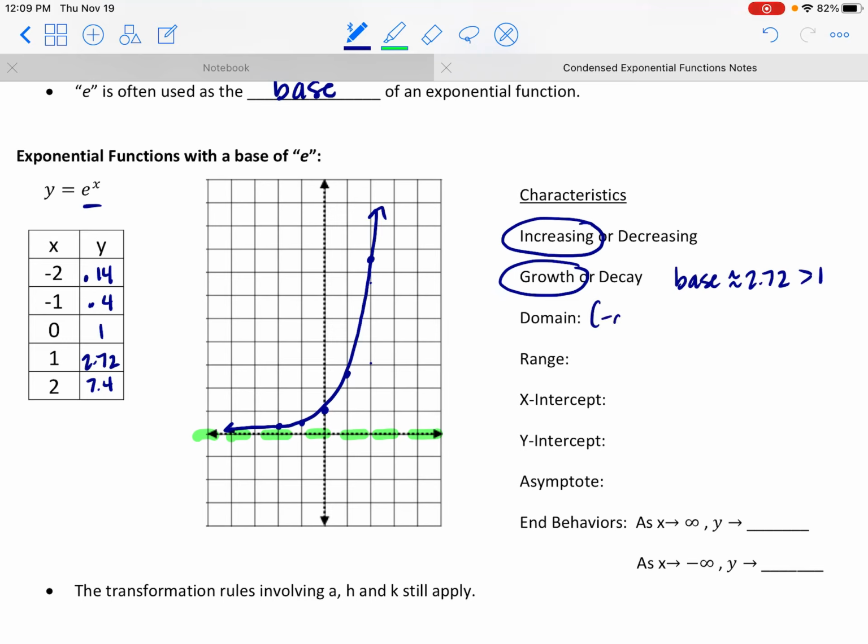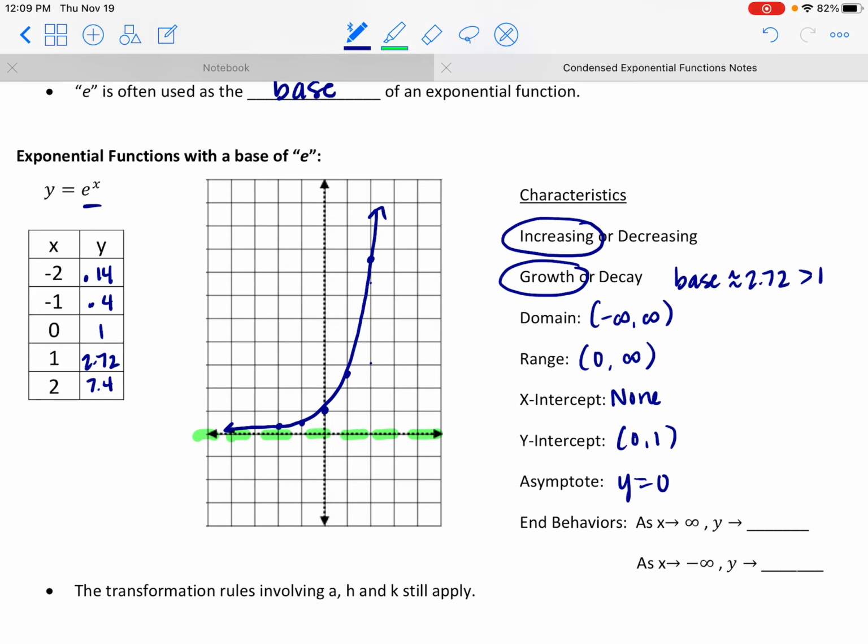Domain, everything from -infinity to infinity can be plugged in for x and it will produce a y. Range is getting closer to 0 and then going up forever. No x-intercept, it doesn't cross the x-axis, there's a barrier there. It has a y-intercept at 1, just like all the other exponential functions did. Asymptote at y equals 0.